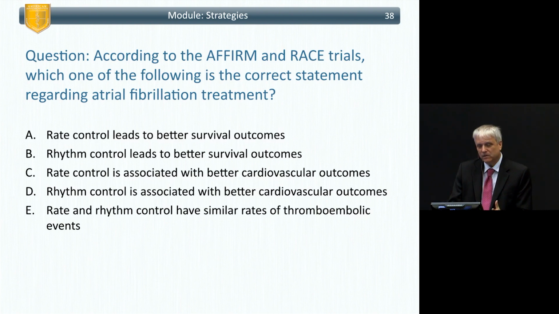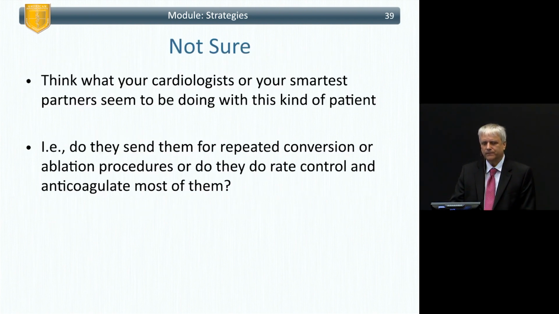And so I got the result of the AFFIRM and the RACE trial by looking at what my smartest partners and what my referring consultants are doing, even though I don't know that. So just use the data you have from practicing medicine to figure out what the answers are. So think what your cardiologist, your smartest partners are doing. Do they send them for repeated conversion or ablation procedures, or do they do rate control and anticoagulate most of them? They do the latter for most of them.